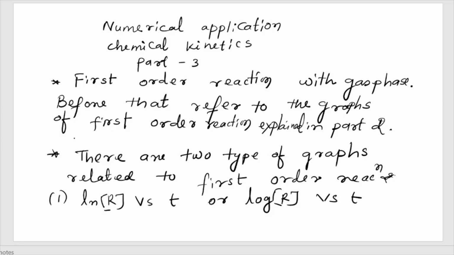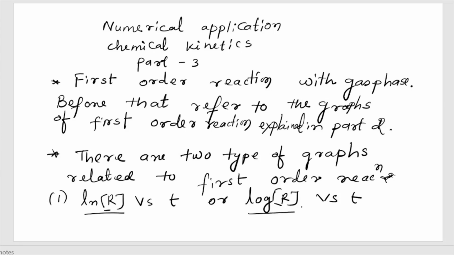See, what is the difference between log and ln? Tell me, what is the difference between ln R and log R? In ln, the 2.303 is not separately written, but with log R you will write 2.303. That means ln equals log into 2.303. So here you will see the first important graph, that is ln R versus time and log R versus time.